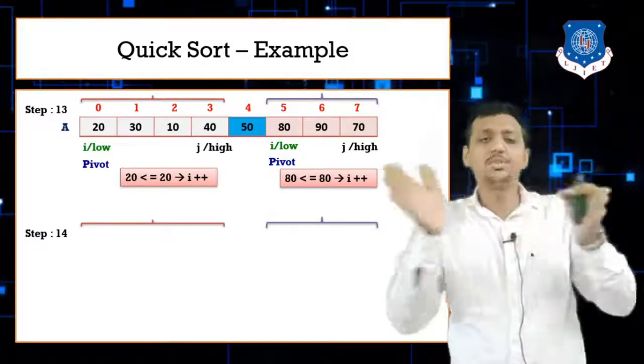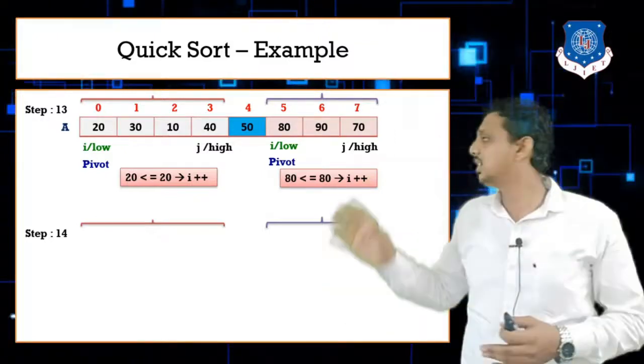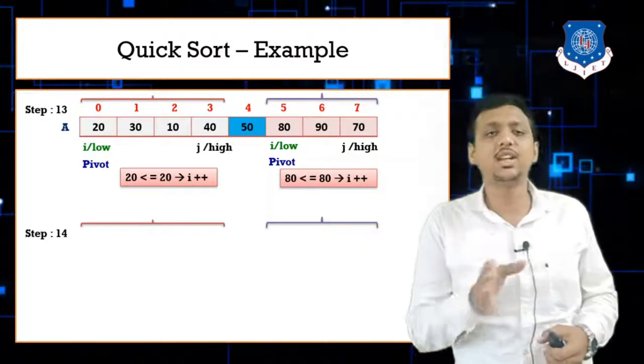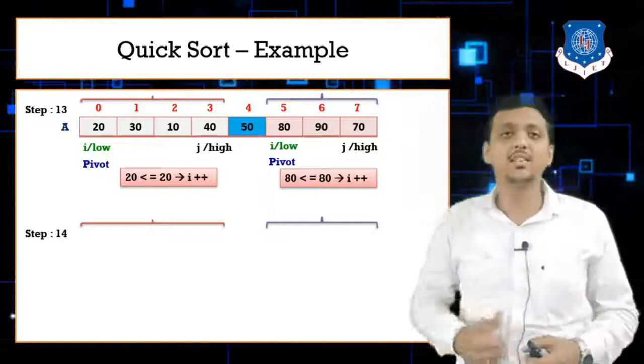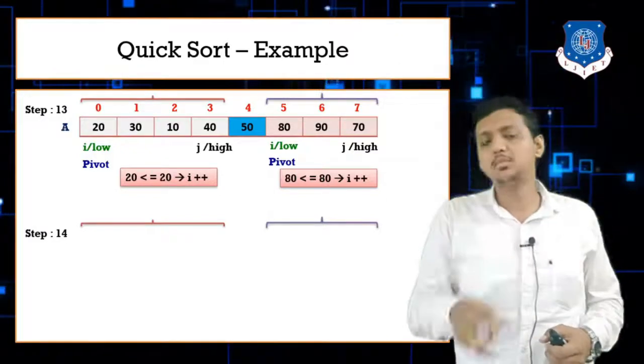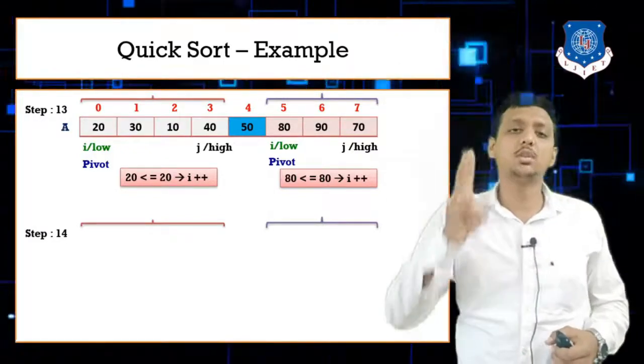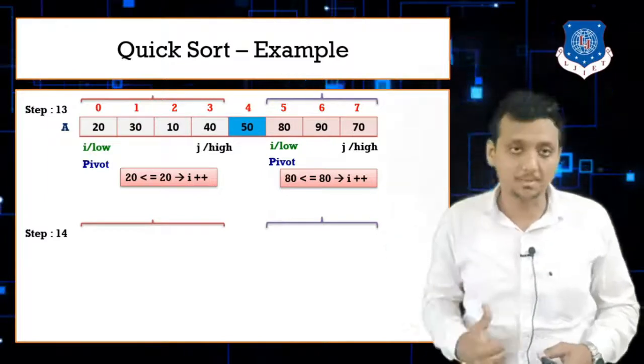So we have two different lists with us. On the left part we have 20, 30, 10, 40. On the right part we have 80, 90 and 70. So I am going to apply the quicksort algorithm on both of them simultaneously in this example.